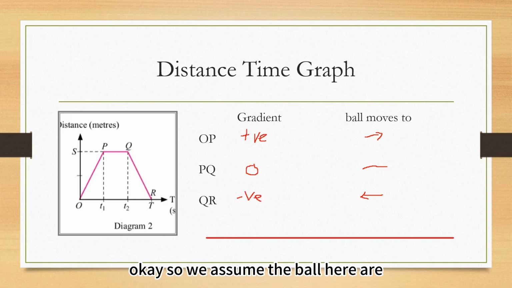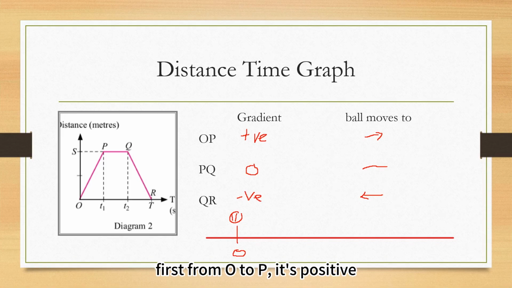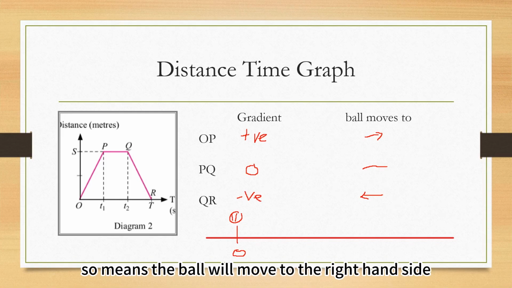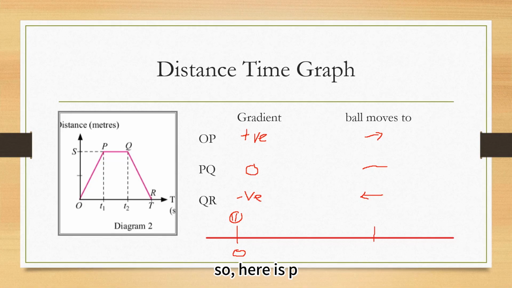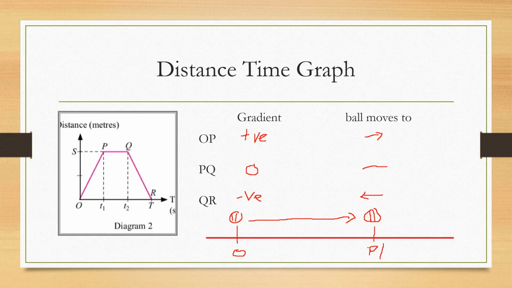Okay, so we assume the ball is here. First, from O to P is positive, so it means the ball will move to the right hand side. So here is P, go there. Okay, the ball is here. Since P to Q, the gradient is 0, it means stationary, so the ball will stay there.